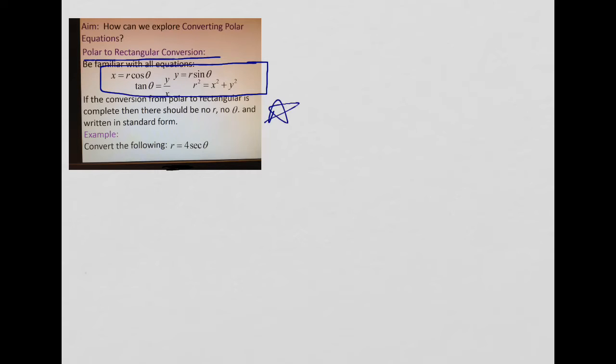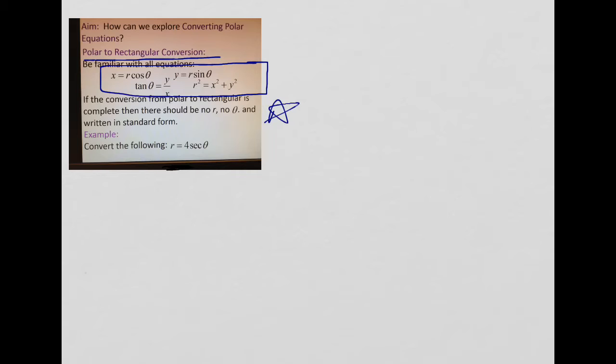This note is very important as you take down your notes. If the conversion from polar to rectangular is complete, there should be no r, no theta, and your rectangular equation should be written in standard form. So you should be familiar with the standard forms of equations, whether it's a parabola, a circle, etc. Keep that in mind as you're working on it.